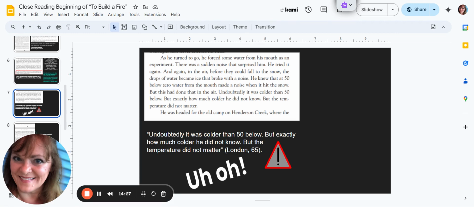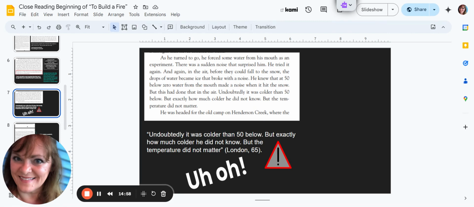He knew that at 50 below zero, water from the mouth made a noise when it hit the snow. But this had done that in the air. Undoubtedly, it was colder than 50 below. But exactly how much colder he did not know. But the temperature did not matter. Wait a second. What? Yes, it does. The temperature did not matter. Of course it matters. He was headed for the old camp on Henderson Creek.